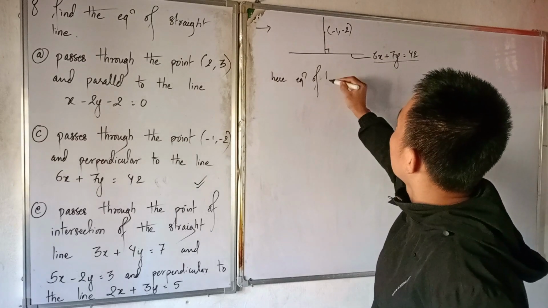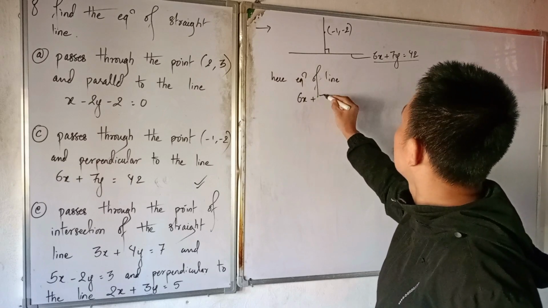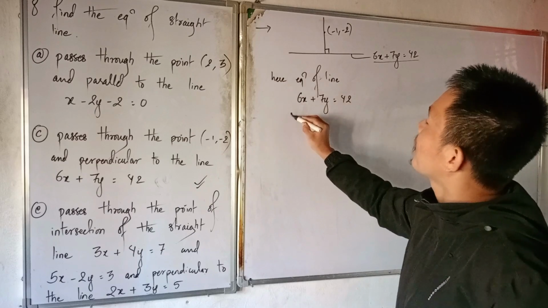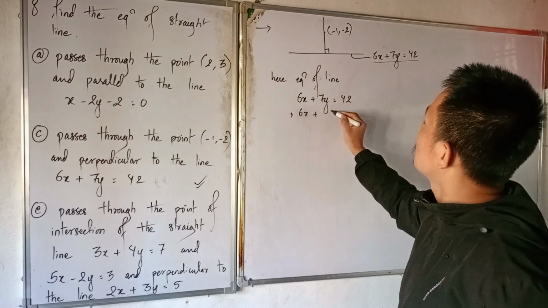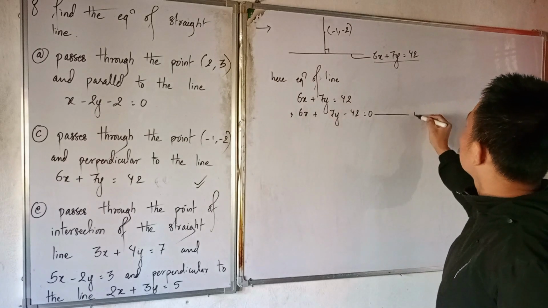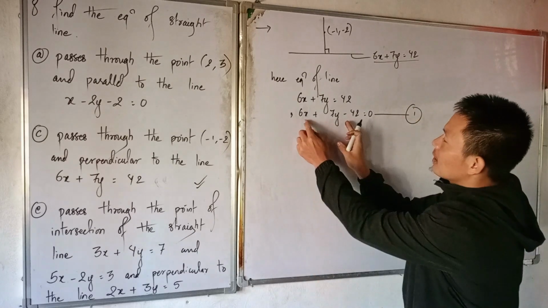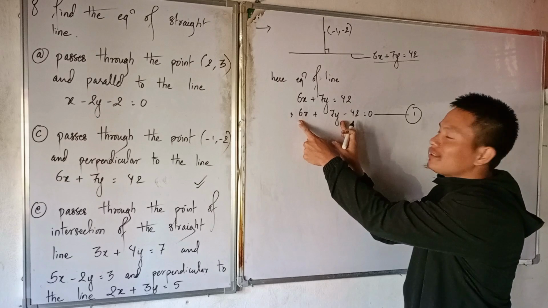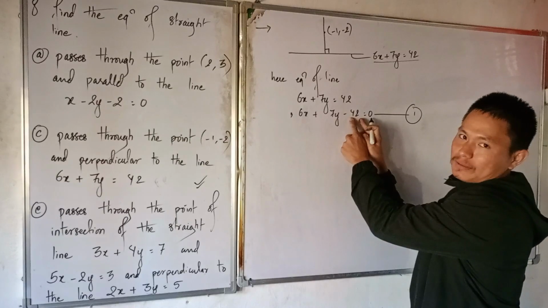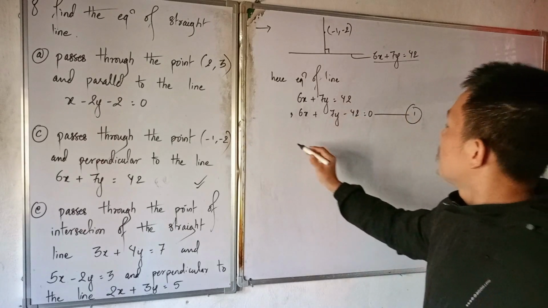The equation of the line is given here, 6x plus 7y equals 42. Or you can also write 6x plus 7y minus 42. Suppose this is line I. Now in the parallel case, this part will remain unchanged and only the constant term gets changed. But what if the line is perpendicular?